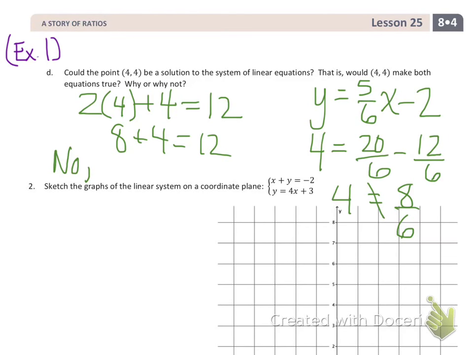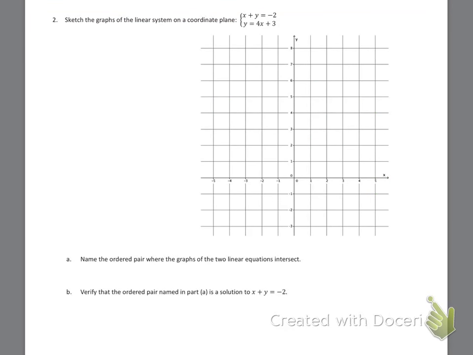And why or why not? Because I checked it and it's not a solution. Okay, so you have more room than I do, so you could answer that. Okay, let's look at number 2.